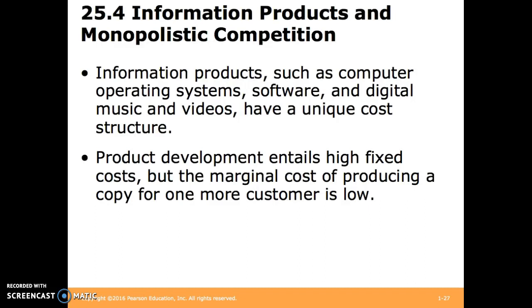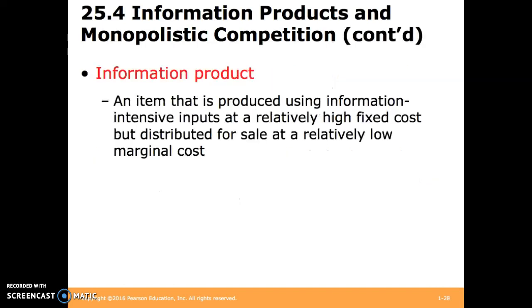Let's consider a category of product with a very unique cost structure. Information products, such as computer operating systems, software, and digital music and videos, have high fixed costs for development, but the marginal cost of producing a copy is very low. That is, it takes a long time to code for an operating system or something of that sort. However, copying the code over to a new disk is relatively cheap. An information product is an item that is produced using information-intensive inputs at a relatively high fixed cost, but distributed for sale at a relatively low marginal cost.